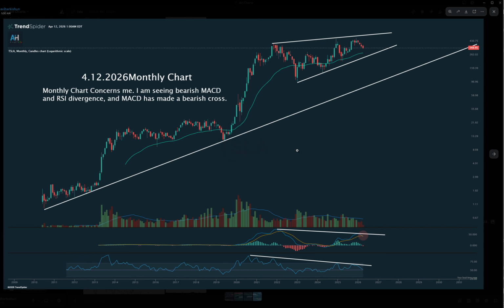On the monthly chart, you have a bearish MACD cross. You're seeing bearish divergence forming on MACD.